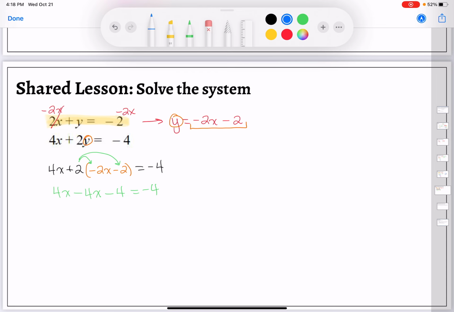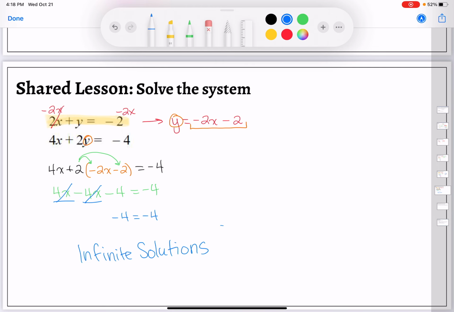Wow, okay, so I'm going to combine my like terms here. Wait a second. 4x minus 4x. That cancels out. That gives me 0, right? I don't want to write an x anymore. I got no x's left. They're all gone. What I'm left with is negative 4 equals negative 4. Oh, well, we're used to seeing equations like this. When I get negative 4 equals negative 4, that means that I have infinite solutions.